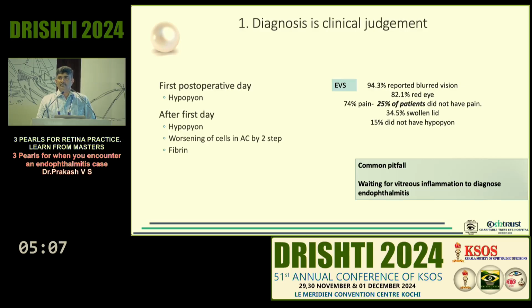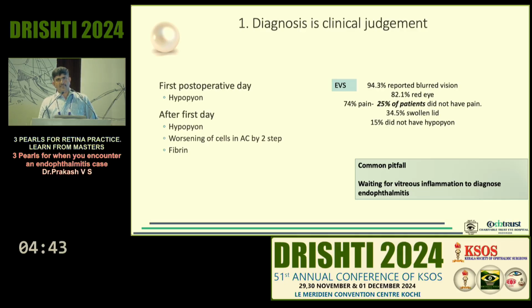So the most common symptom is blurred vision, but the most specific symptom is pain. So if pain is present, it is always in favor of endophthalmitis. But remember, 25% of the patients may not have pain and 15% may not have hyperemia. On the first postoperative day, it's very unlikely to be endophthalmitis, but if you see hypopyon, then you have to think of it as endophthalmitis.